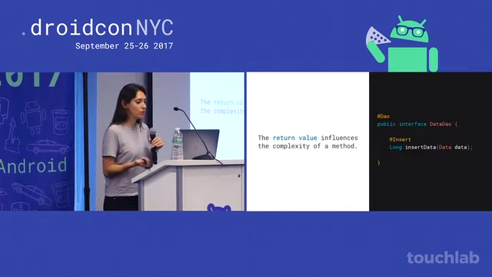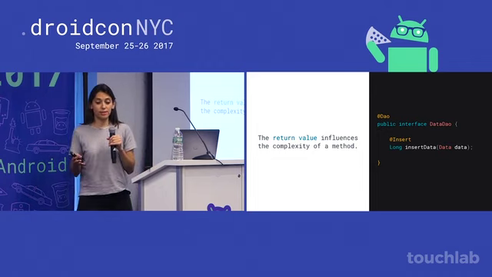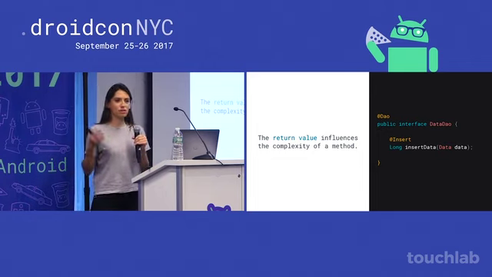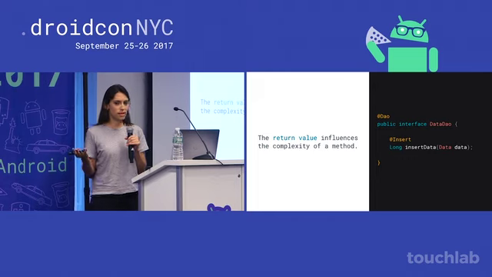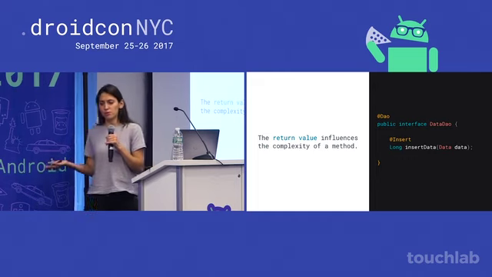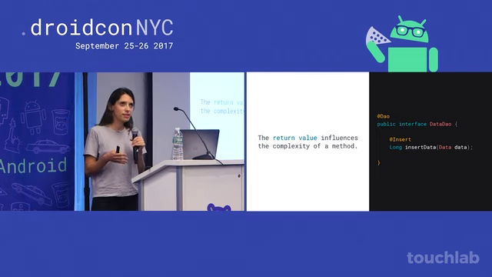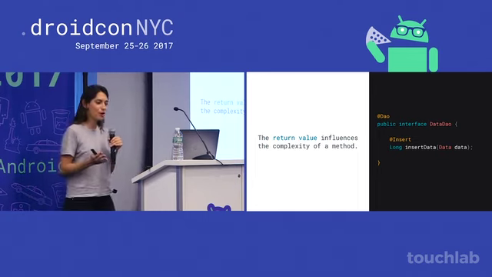So, for example, when you insert some data in a database, the SQLite API, but also Room, returns a long. What's that long? Is it an ID? Is it the number of rows that were inserted? If it's an ID, is it the same thing as the primary key? But what if my primary key is not a long? Yeah, things can get quite complicated.